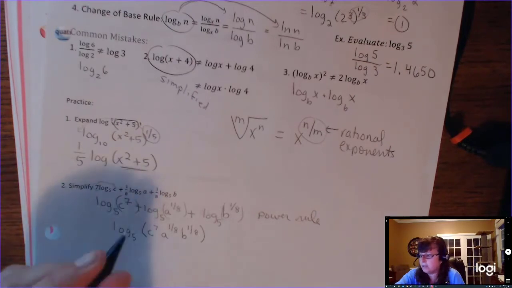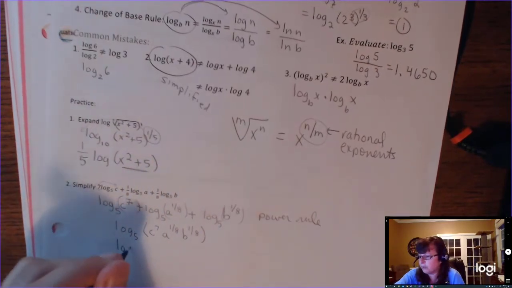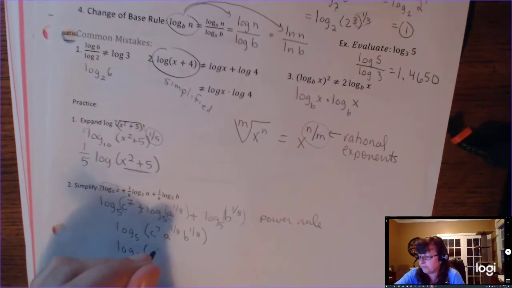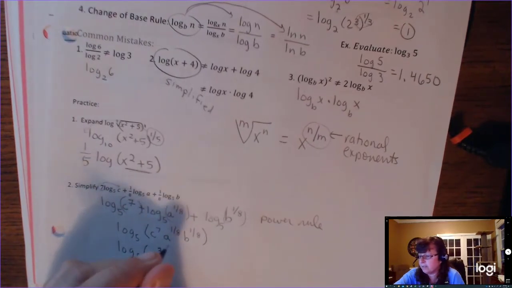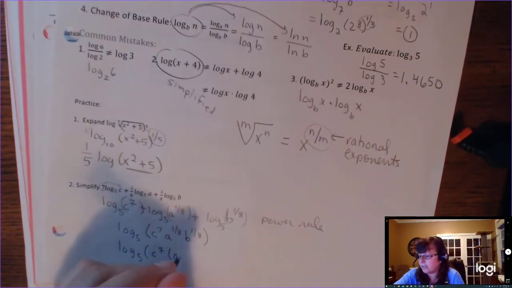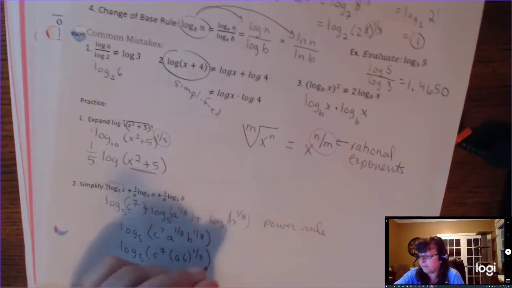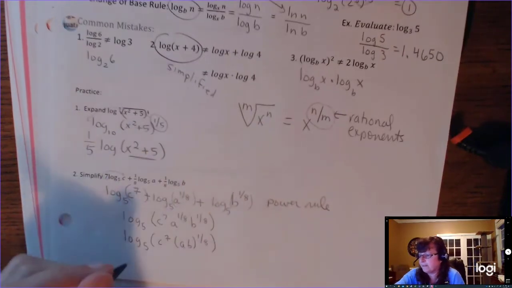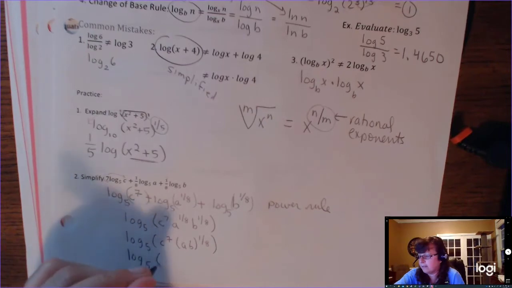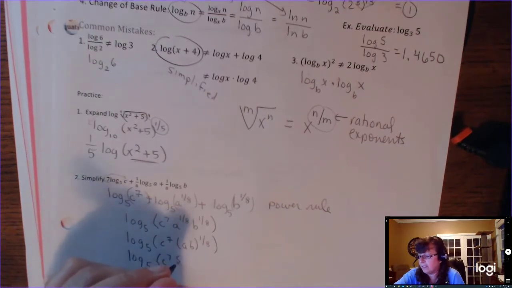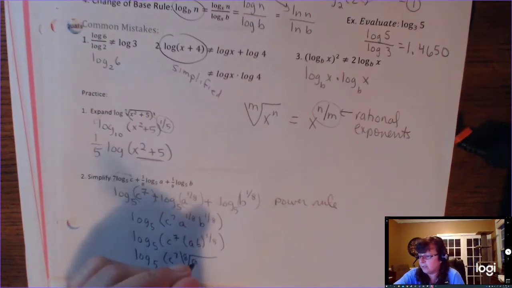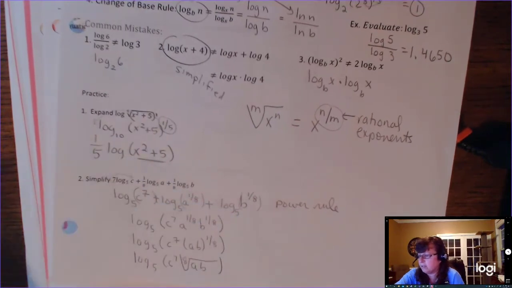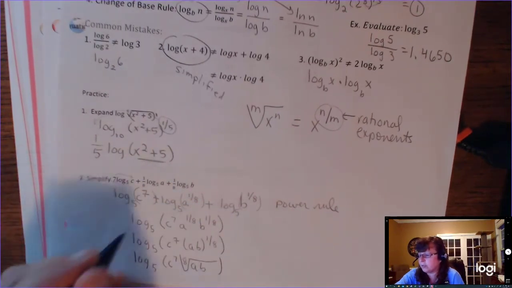Okay, and then just to practice this, you could go further. You could say, well, they both have the same exponent, so this is ab to the 1/8 power. And then that is the 8th root of ab. Just to practice rational exponents one more time, but you could stop right here.